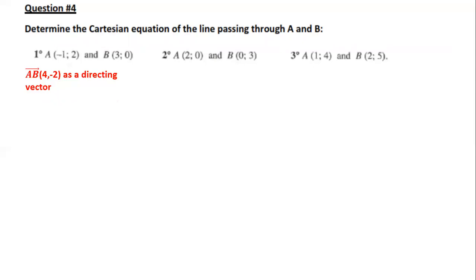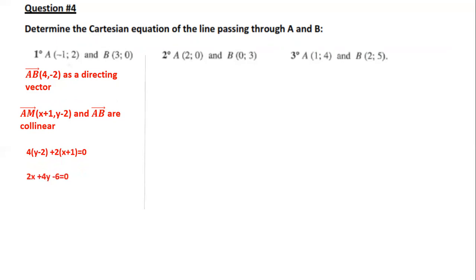It's 4 minus 2. Then find the vector AM, with any values x and y, and we know that AM and AB are collinear, so we apply the rule of the determinant that says xy' minus x'y equals 0, and this is the Cartesian form.